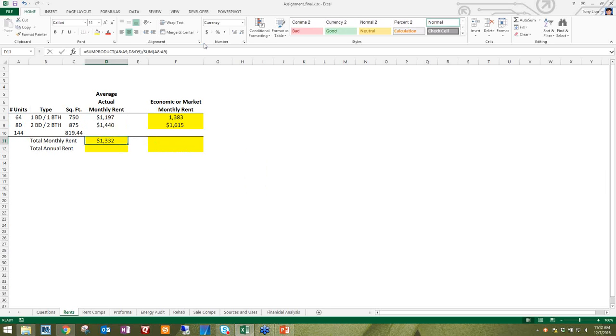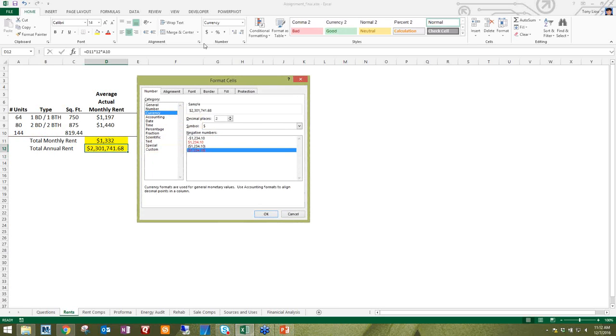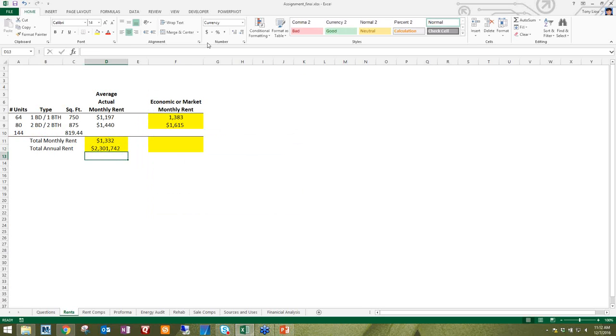So then I have my total monthly rent of 1,332, and then my total annual rent is just that number times 12. So what I want is that number times 12 times the number of units, because that's the average annual. Let me fix the format a little bit here so it looks presentable. So $2.3 million is my total annual rent.